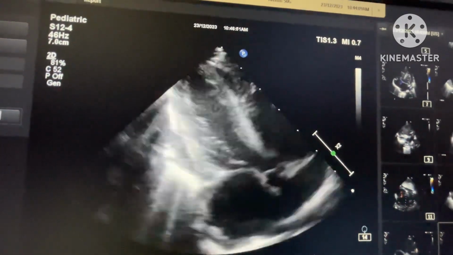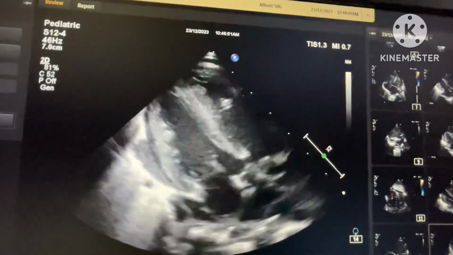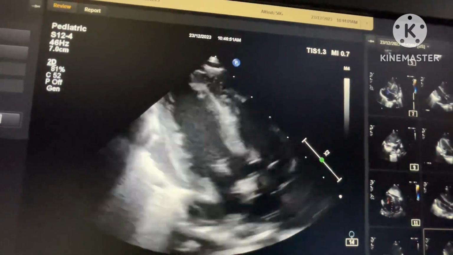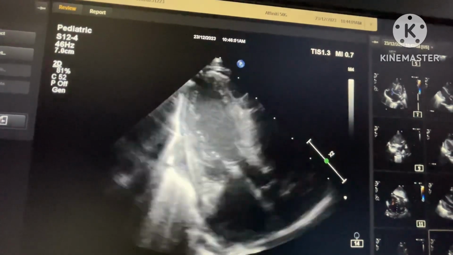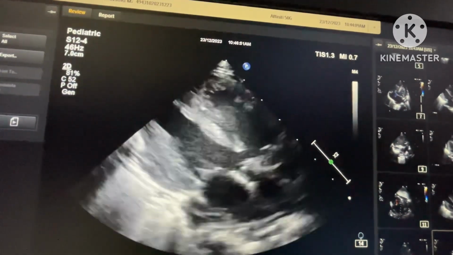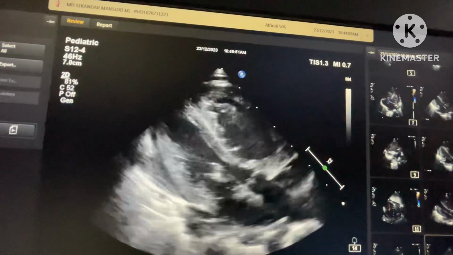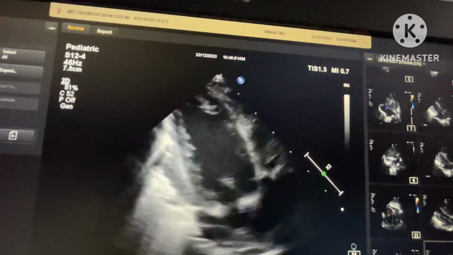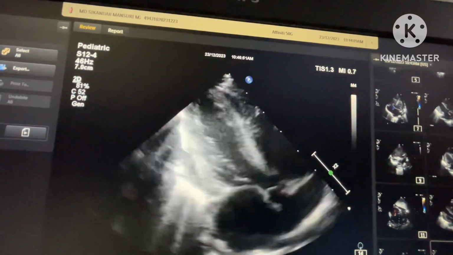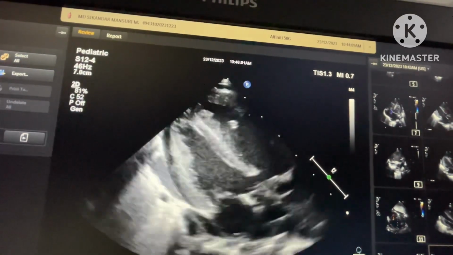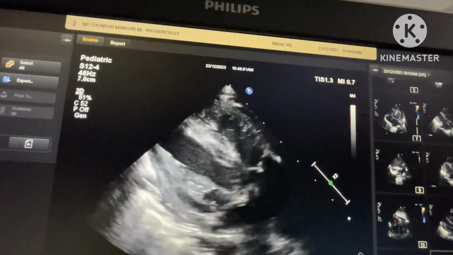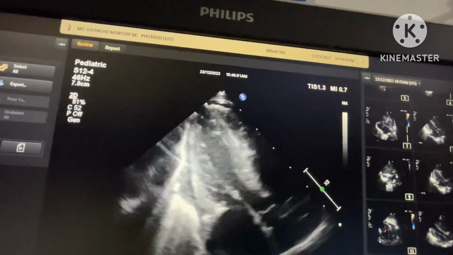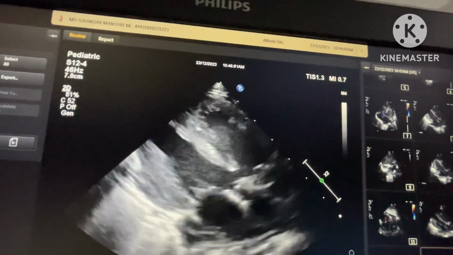So the VSD is present both below the aorta and pulmonary valve, and there is no tissue remaining between the aorta and pulmonary artery. That is why we call it outlet VSD and supracristal, because no tissue remains there. So the VSD is directly just below the aorta and pulmonary artery.